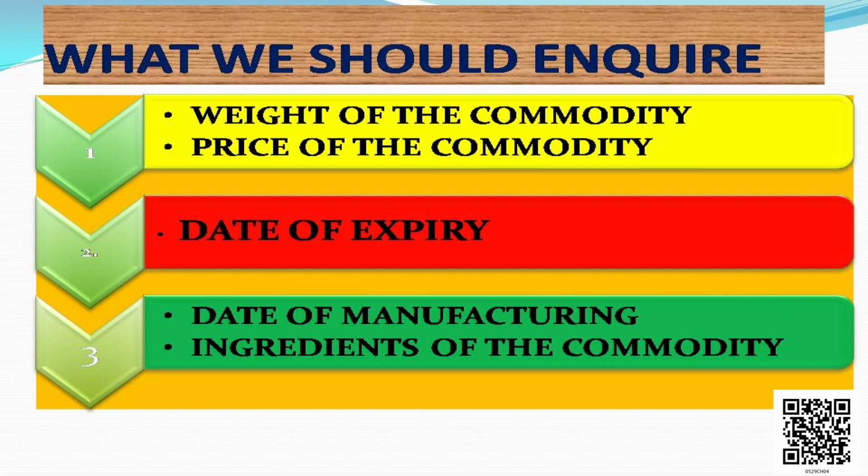Then the ingredients of the commodity, this is also a very important thing, especially if you are having an allergy, or your doctor may have told you not to take that commodity. If anything is there inside that commodity, first you have to inquire about what the ingredients are. Then definitely what I have said, the date of manufacturing, and if the expiry date is given, then it is fine. If it has not been given, then definitely some indication must be given, like 6 months after manufacturing or 1 year after manufacturing.